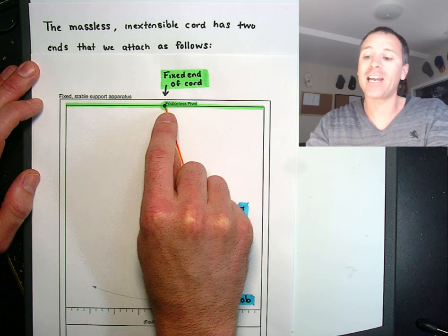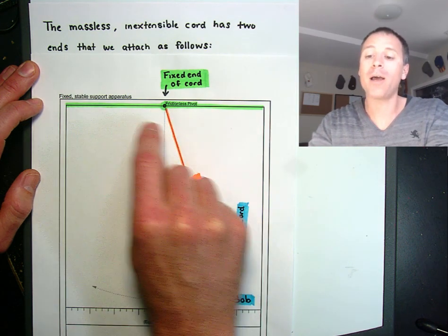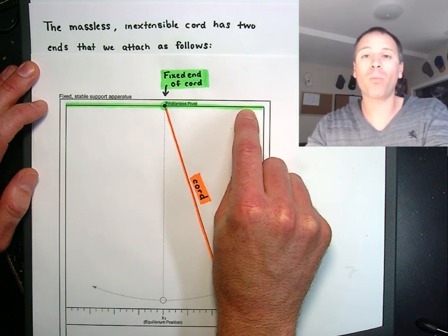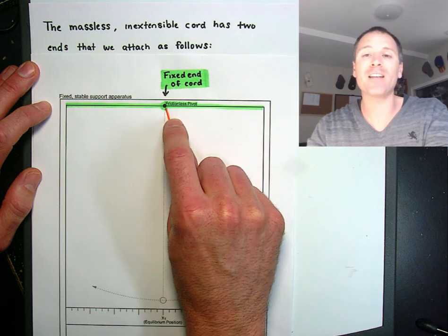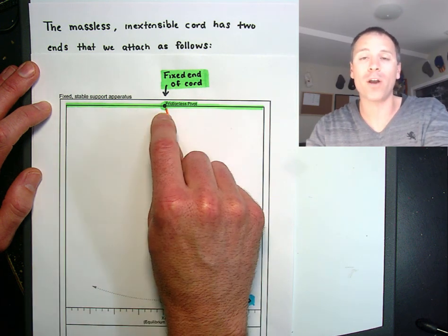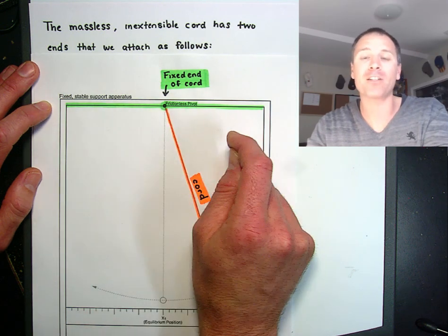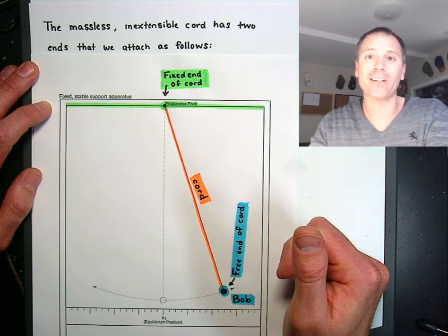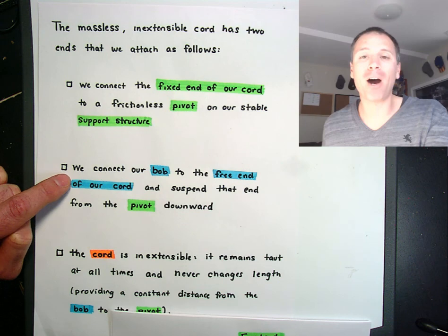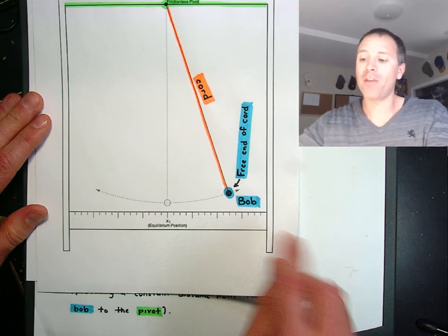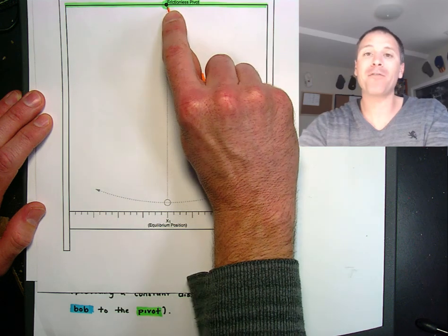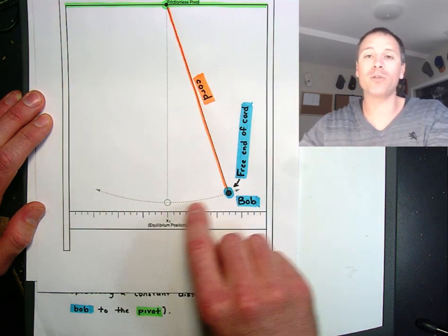The connection at which the cord meets the stable support structure is called the fixed end of the cord because it's fixed in one position, even though it moves back and forth at that fixed point. Very similar to a swing. The other thing we're going to do is connect the bob, or the weight, to the free end of the cord. The free end is the one that is not fixed. It's the one that is free to move side to side.